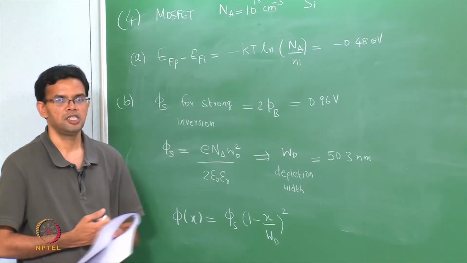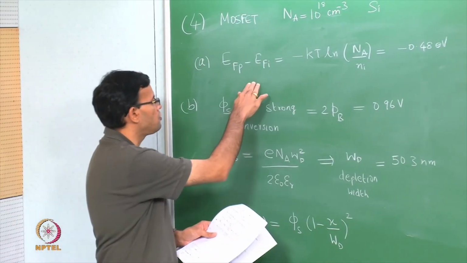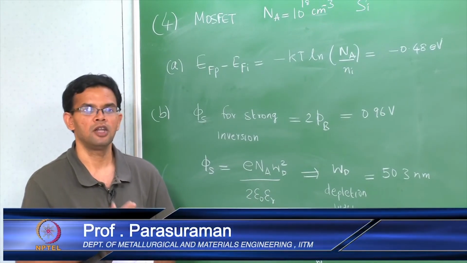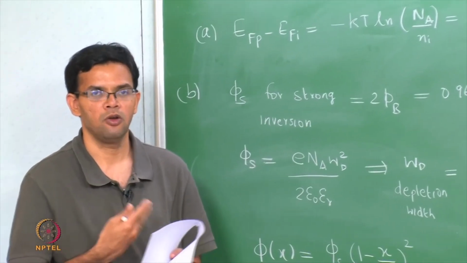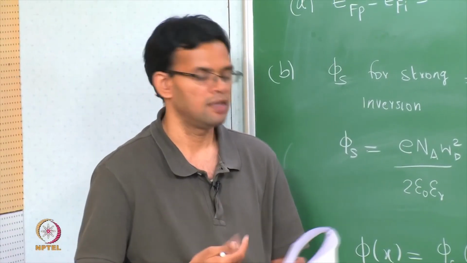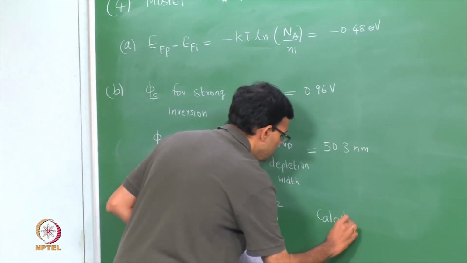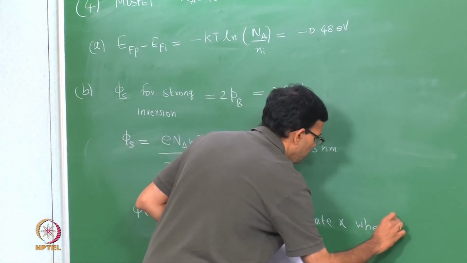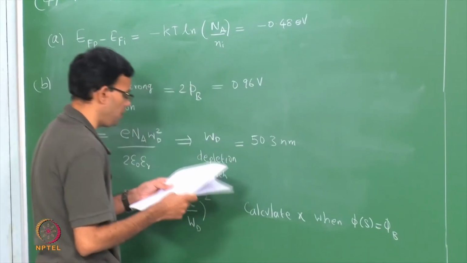So, we define the N channel to be in a region where the potential goes from 2 times phi b, which is the surface potential, to 1 times phi b. So, that now you have a channel which has a higher value of electrons than holes, and if you go deeper you have a higher concentration of holes than electrons. So, we basically calculate x when phi of x is equal to phi b.